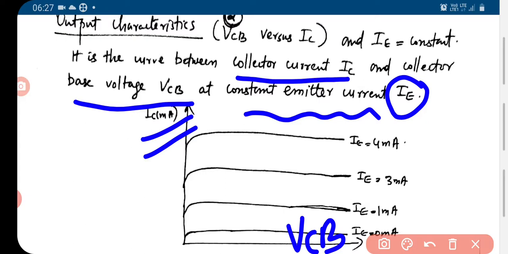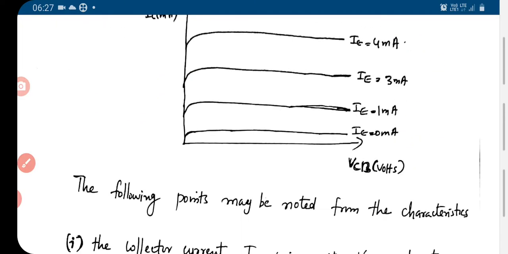So these are the graphs that we get for IE 0 milliampere, 1 milliampere, 3 milliampere, and 4 milliampere.